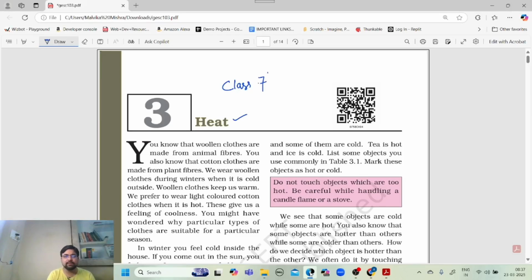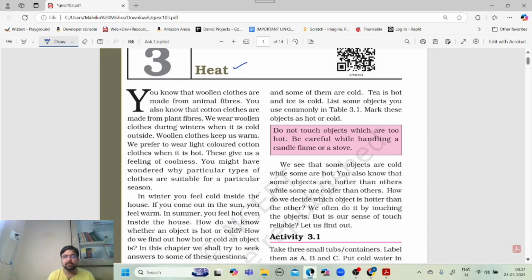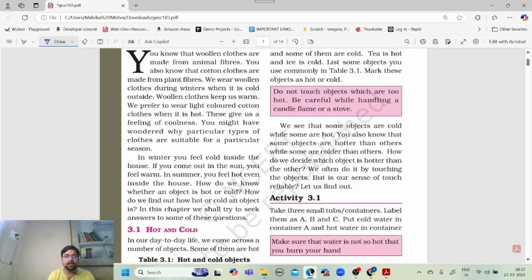This is class 7th NCERT, chapter 3 of science. So we all experience hot and cold according to the environment, according to the season, right?